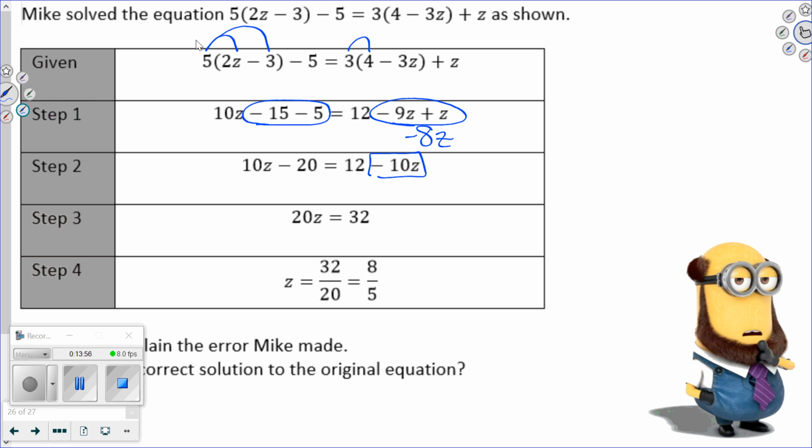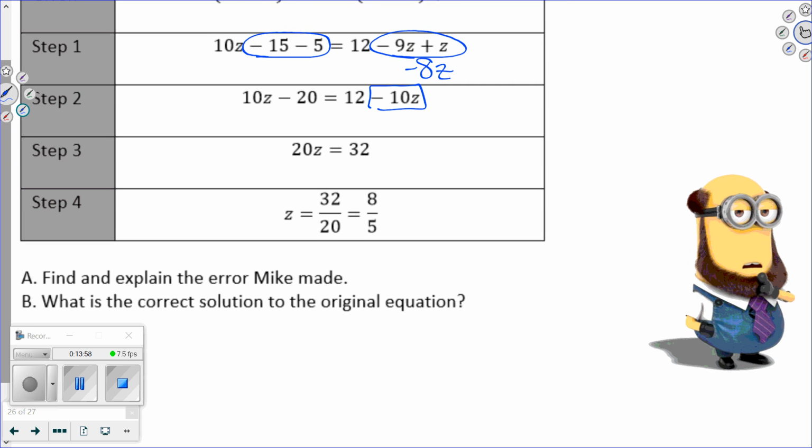All right, so if you look at the problem, part A, find and explain the error that Mike made. So can you tell me, what did he do? Good. Honestly, guys, I'm okay that I'm a math teacher. I'm not a write in full sentences kind of person, okay? That's why I didn't teach English. For me, you could write negative 9z plus z equals negative 8z, and then you might just want to tell me he did negative 9z plus z equals negative 10z, which is wrong.